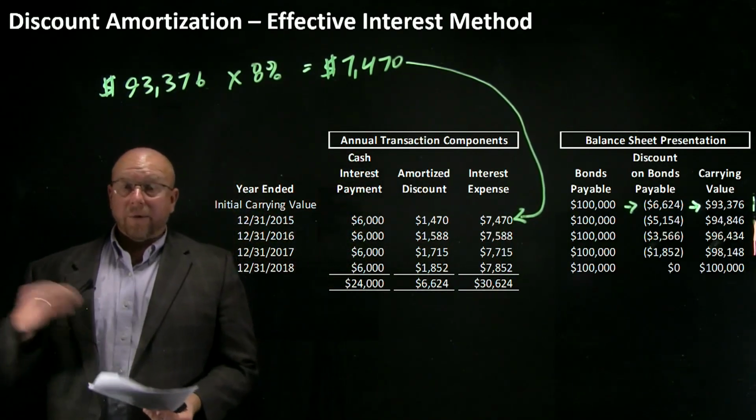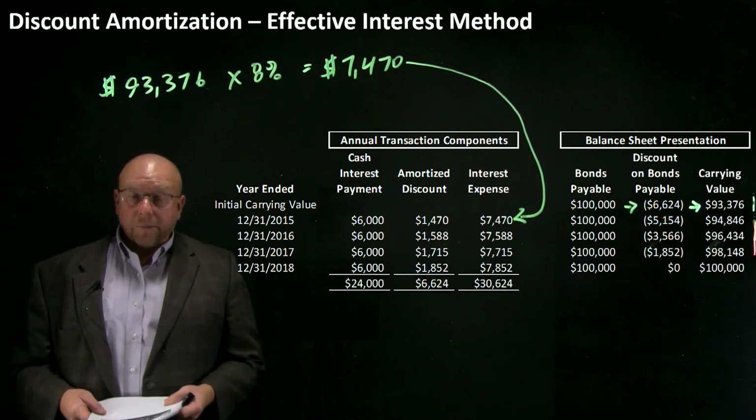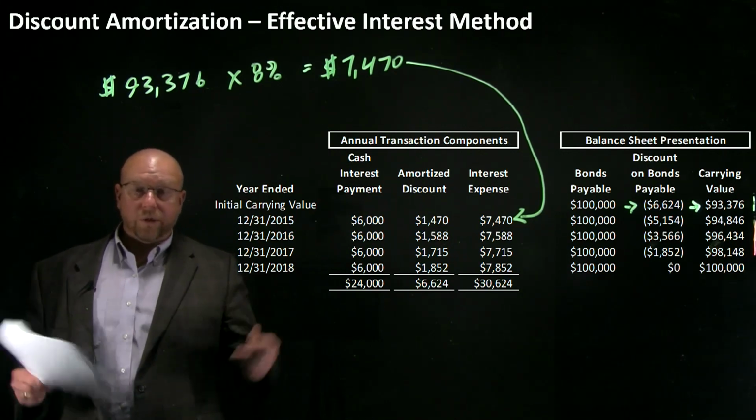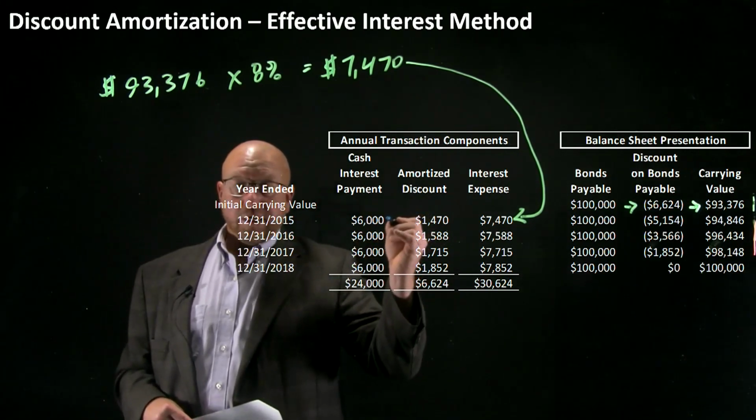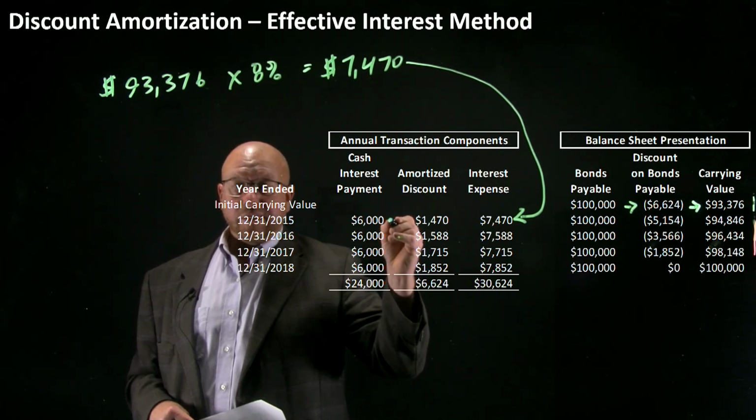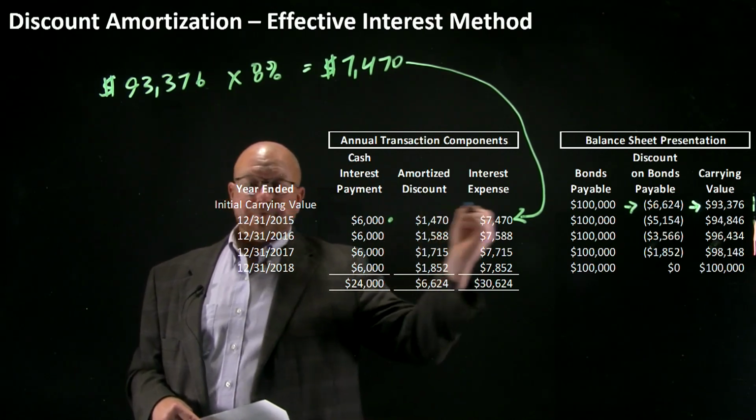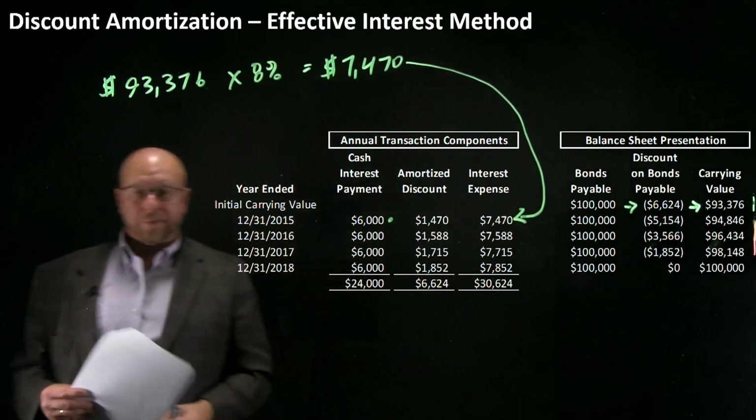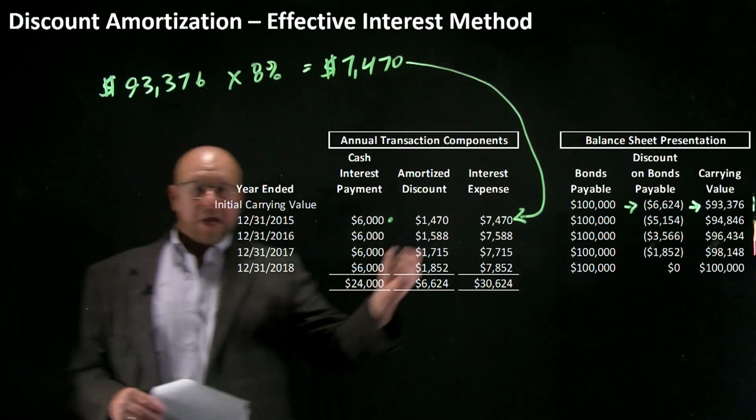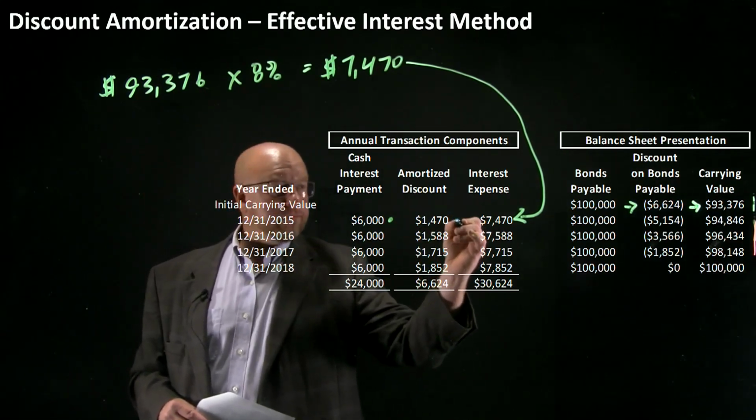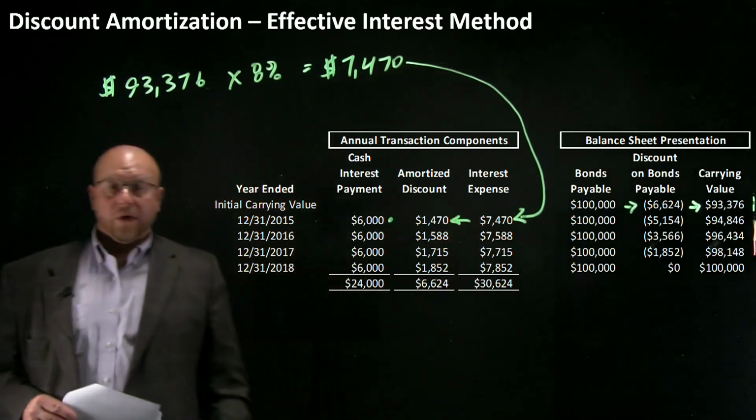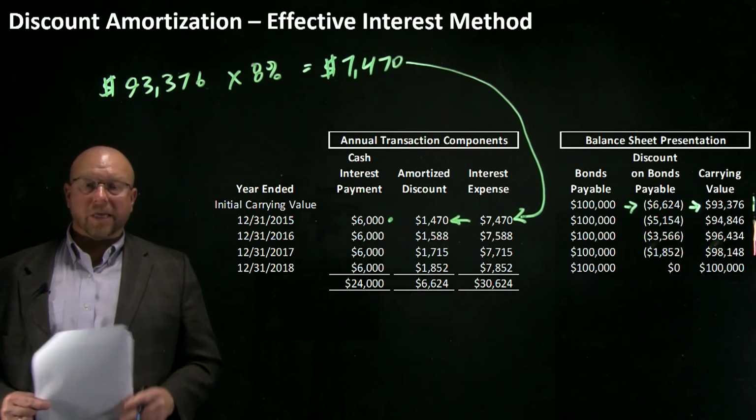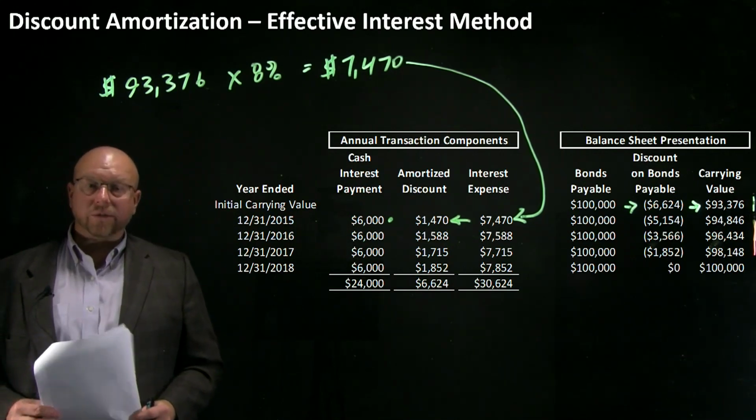Now, the amortization of the discount becomes very simple at this point. You can pretty much do the math in your head because you're making a cash payment of $6,000, okay? But your accrual basis interest expense is this greater amount. How much of the discount will be amortized? The difference between the two. That extra interest expense is coming from this $1,470.